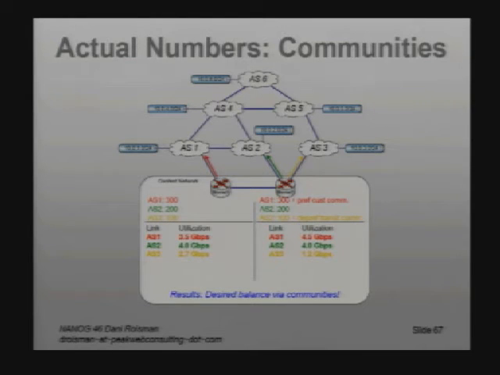Here's some actual numbers. So going back to our previous example, where I was showing you how we actually got a really good balance using simple metrics, well, we actually had 10 gig links to 3 ISPs. We had a commit of 4 gig to AS1, 4 gig to AS2, and 1 gig to AS3. Those were our commit levels.